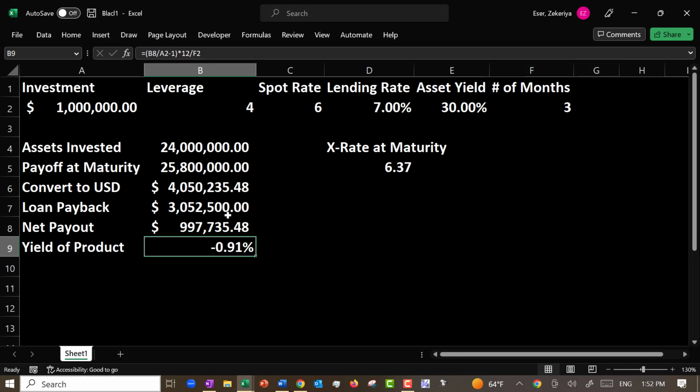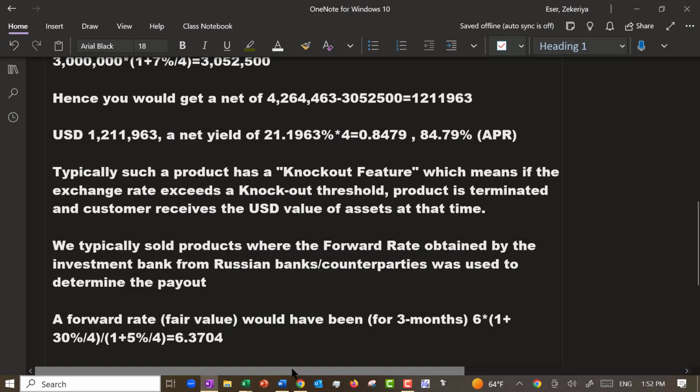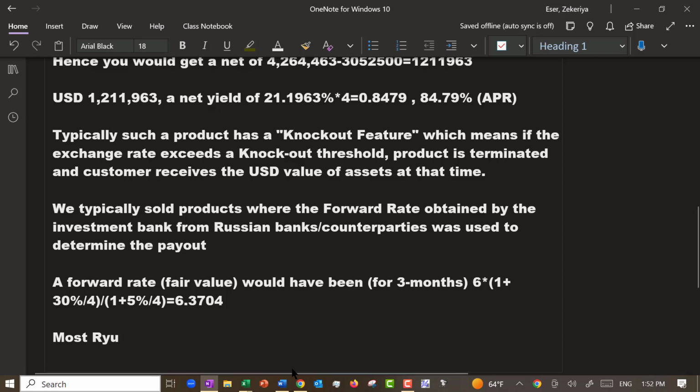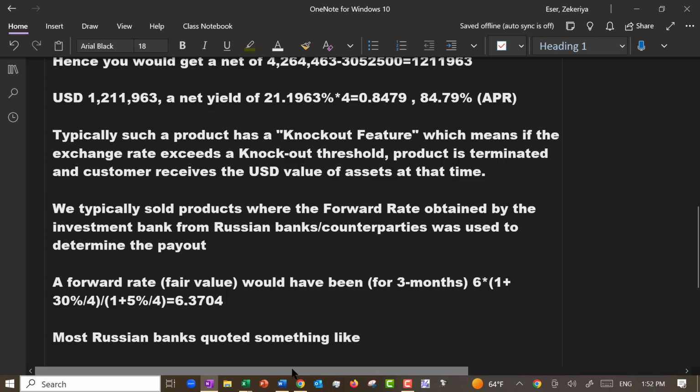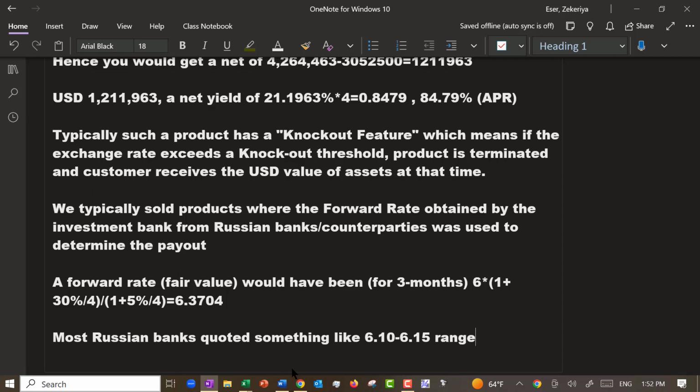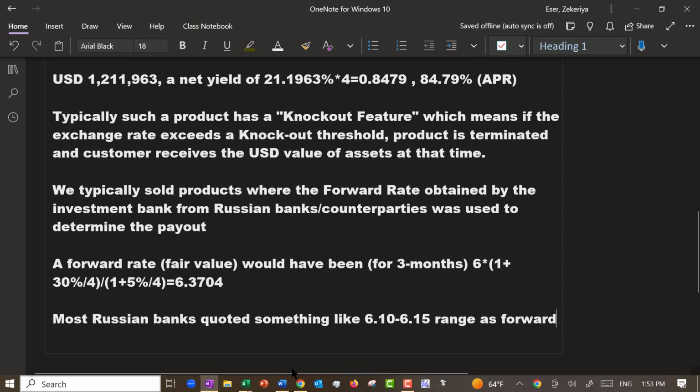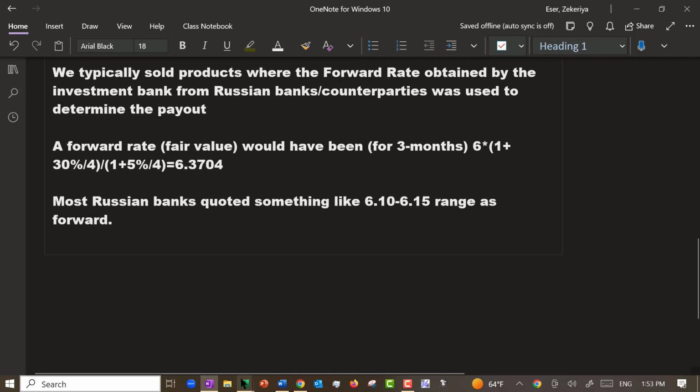But for some odd reason, Russian banks quoted forward rates that were based on what they thought exchange rate changes would have been. Most Russian banks quoted something like a 6.10, 6.15 range as forward. They basically did not believe that the ruble was going to be depreciating as much as implied by the fair value of the forward market. So let's do the 6.15, okay?